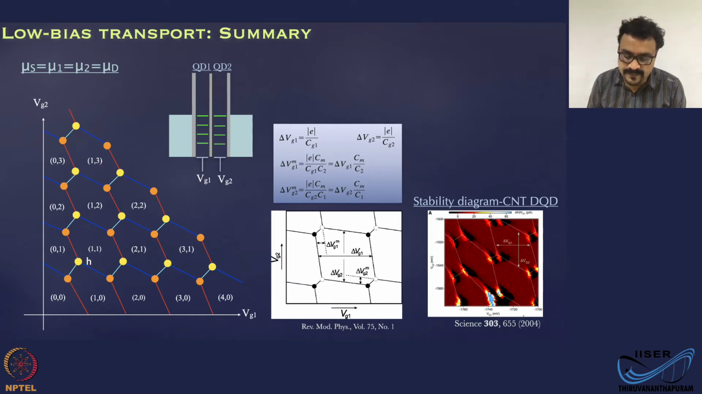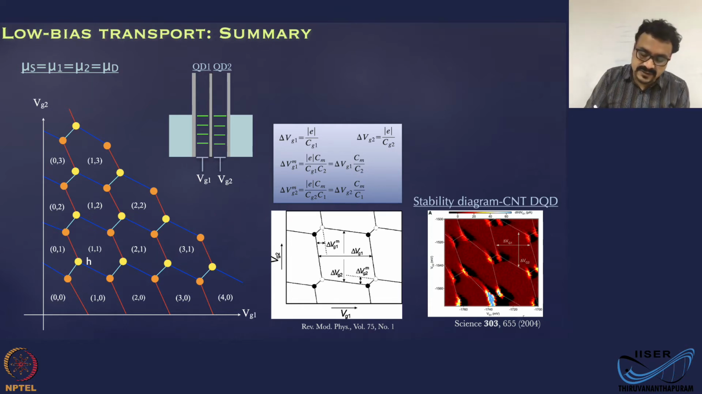Let us quickly review what we had in the previous lecture. So we are interested in the transport where mu s and mu d are the source and drain chemical potentials, and mu1 and mu2 are the electrochemical potentials of dot 1 and dot 2. These are pretty close, and the overall source-drain bias applied across the dot is pretty close to zero. It's a low bias regime.